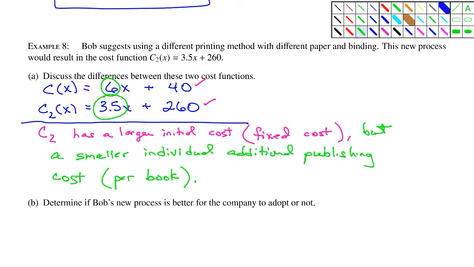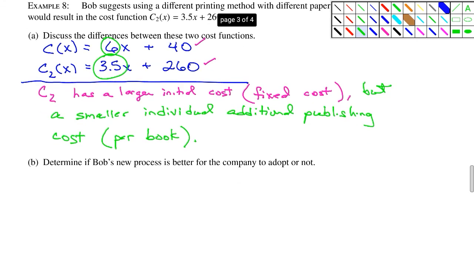And then part B is the real question. This is the question that your bosses will come to you with as a business major or someone who's working for them. They'll say, okay, well, which one of these is better? Is Bob's new process better for the company to adopt, or is it not? Think about that one for a second. Pause the video and see if you can come up with the analysis that answers this question.